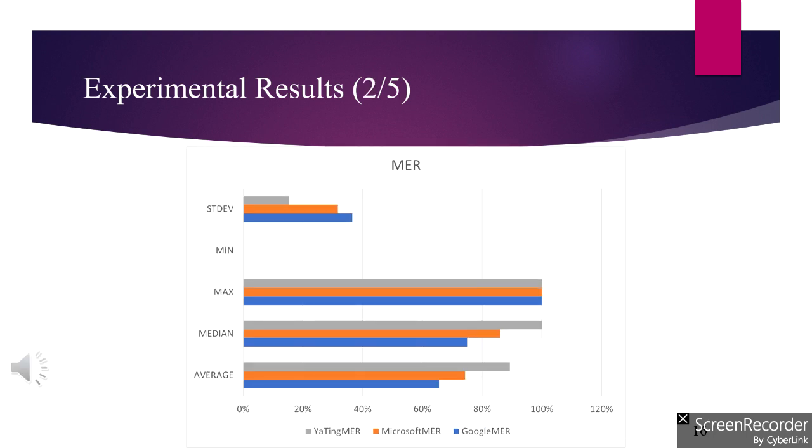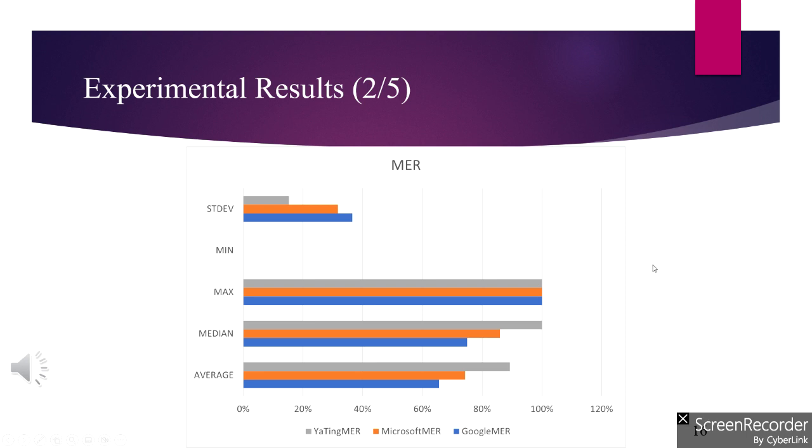The MER represents the word omission rate, and a lower rate indicates better speech recognition capability. Among the 4 evaluation indicators, the average MER of Google's speech model is 66%, while Microsoft's is 74%, and Yating's is 89%. In comparison, the average MER of Google is much lower than that of Microsoft and Yating.